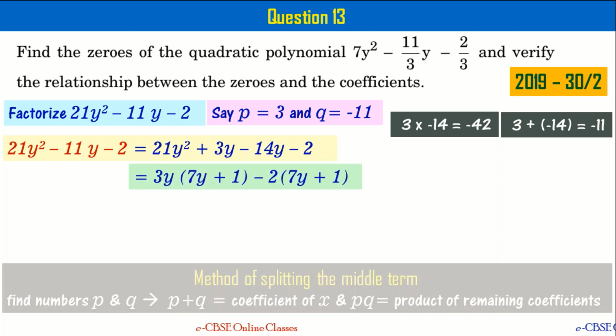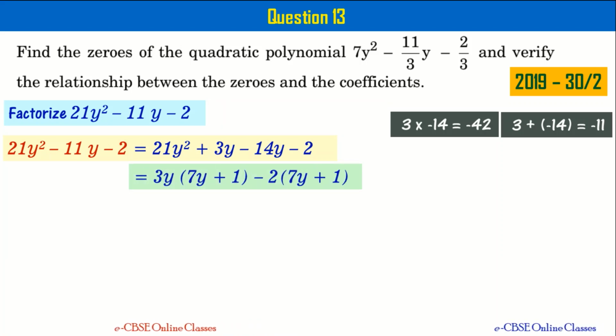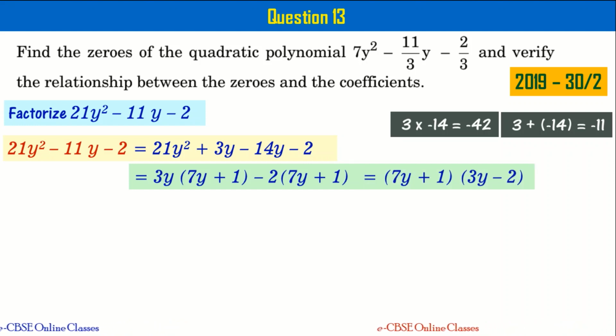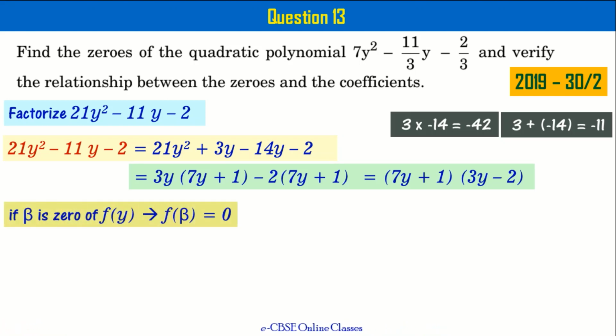When you do that, you get 3y. Okay, I am taking 3y as the common factor from the first two terms. 3y times (7y + 1) - 2 times (7y + 1) is what you get, right? You can take (7y + 1) as a common factor out so that you get (7y + 1)(3y - 2). Now the given expression 21y² - 11y - 2 is written as (7y + 1)(3y - 2).